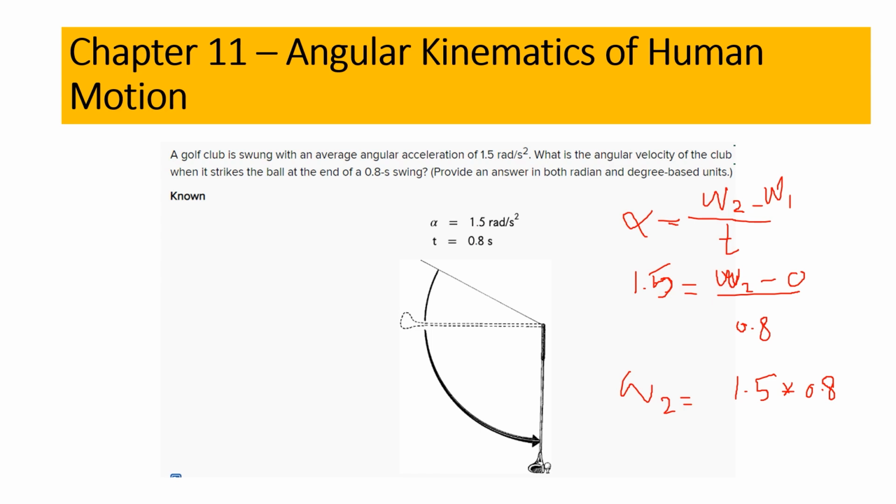Now here's the tricky part. Make sure that you provide your answers in rad. This is rad per second square. Oh, rad per second, sorry. Correct? How much is that? 1.2.